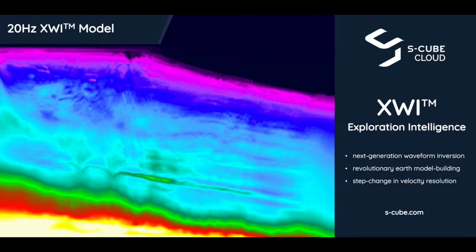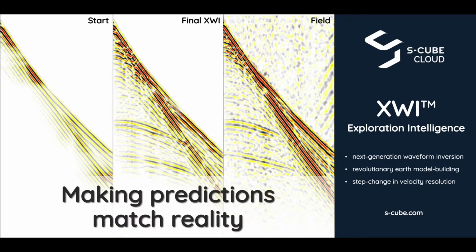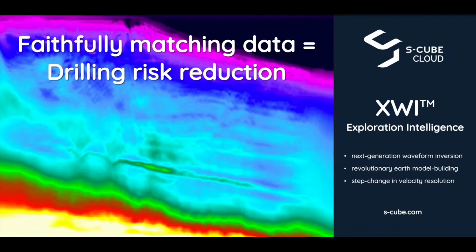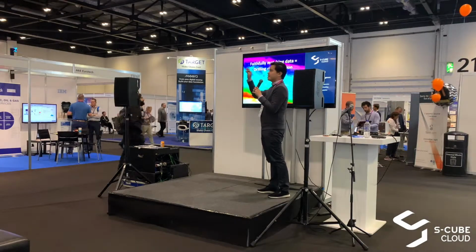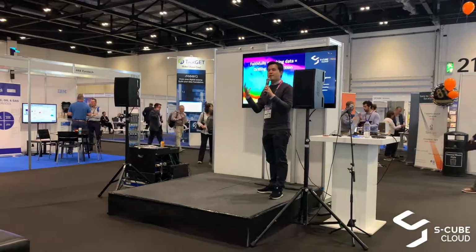So that's the result when we iterate that good model up to 20 Hertz. And we're able to have the data that it simulated go from here to here. And you can see it has a very, very good match against our field data. Okay, so what this means all the way down the line is that we're able to much more faithfully match the data given the same amount of turnaround time.